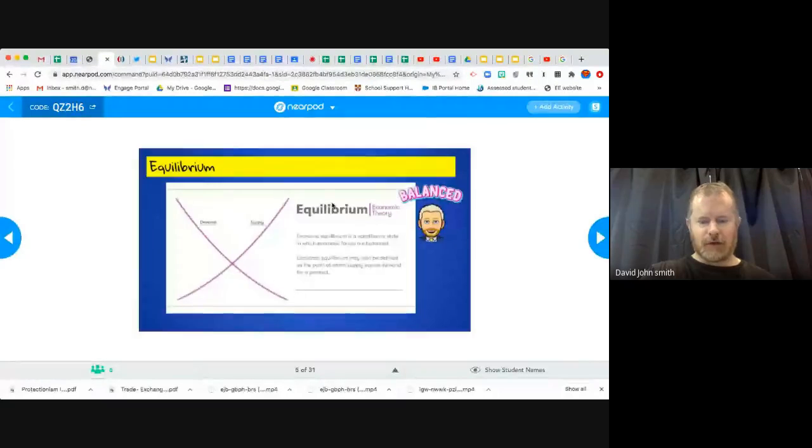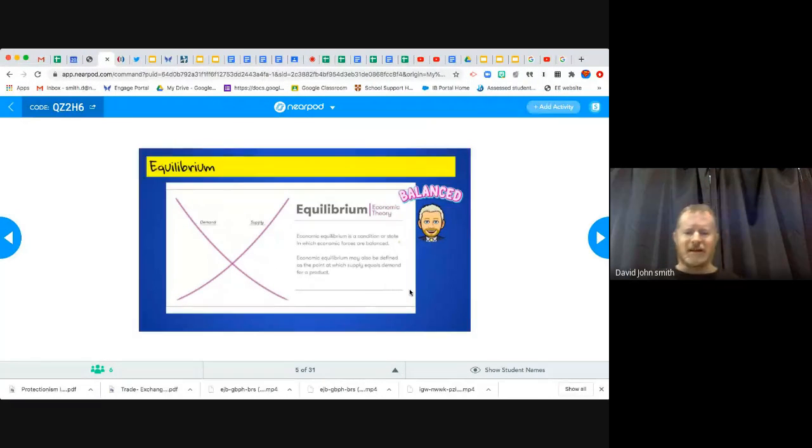Good stuff. Well done, team. Well done. Very good. So the equilibrium point, as we have discussed, is really important. It is very significant in economics. So we're going to have another wee look at it. There it is. Woo, pretty, right?